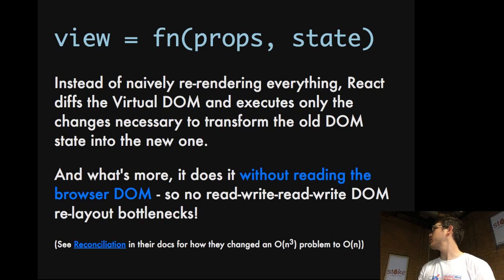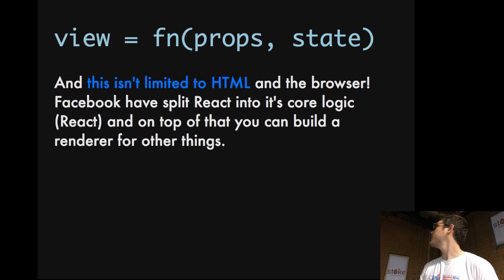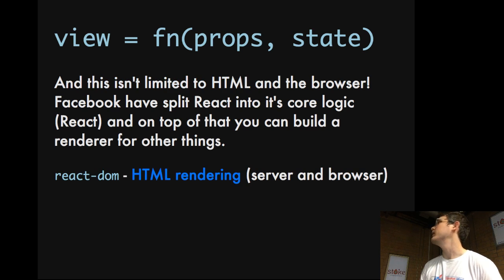If you read this part of their documentation, they'll talk about how they went from O(n cubed) to linear time. They'll talk about the algorithm that they came up with for doing that. It's quite cool. It has to do with saving keys for all your elements, basically. So it just kind of flattens out the entire structure. And I think that's as much as I want to talk about here.